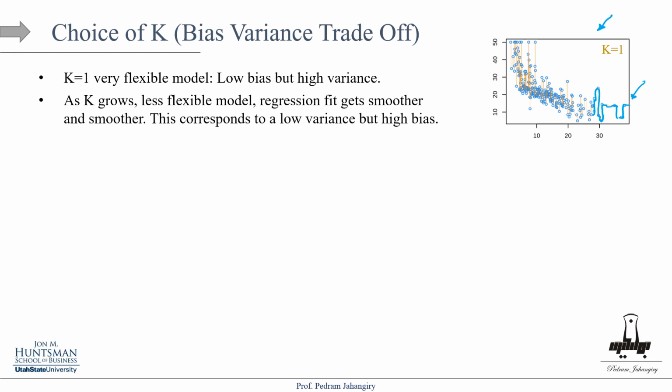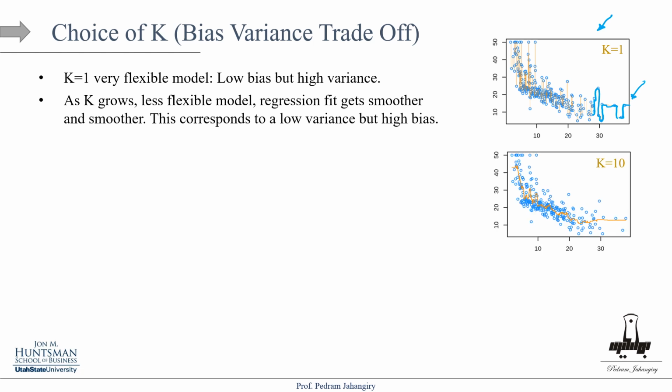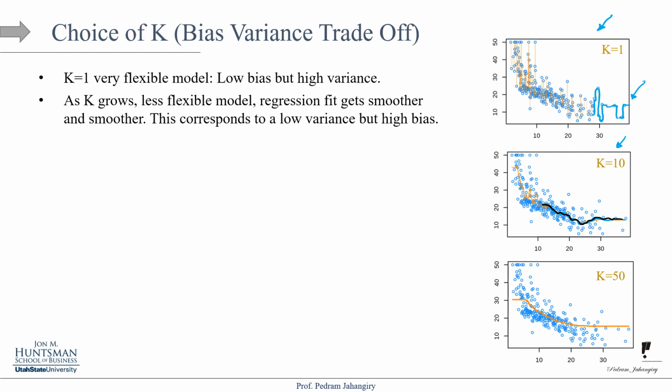Now, as k grows, we deal with a less complex model, and the regression fit is going to become smoother and smoother. This corresponds to low variance and high bias. Let's say k is equal to 10. As you can see, this regression line is smoother now, but compared to linear regression, it's still very, very jagged. It goes up and down. Then let's say k is equal to 50. This is a lot smoother compared to k equal to 10.